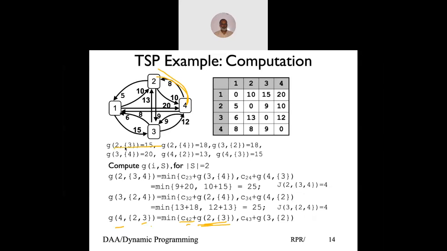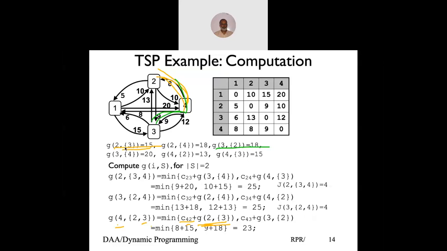So you get minimum of 8 plus 15, which is 23. From vertex 4 I can go to 3, which is 9, and then G3, left with basically 2, and G3, 2 is 18. So you get minimum of 8 plus 15 and minimum of 9 plus 18.